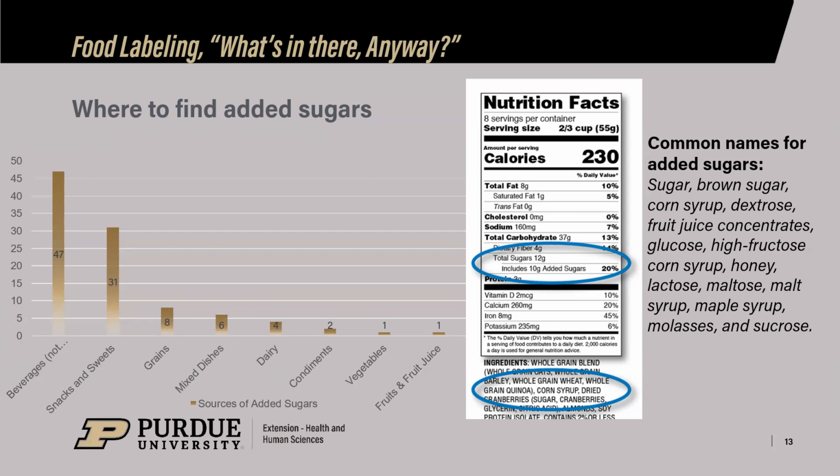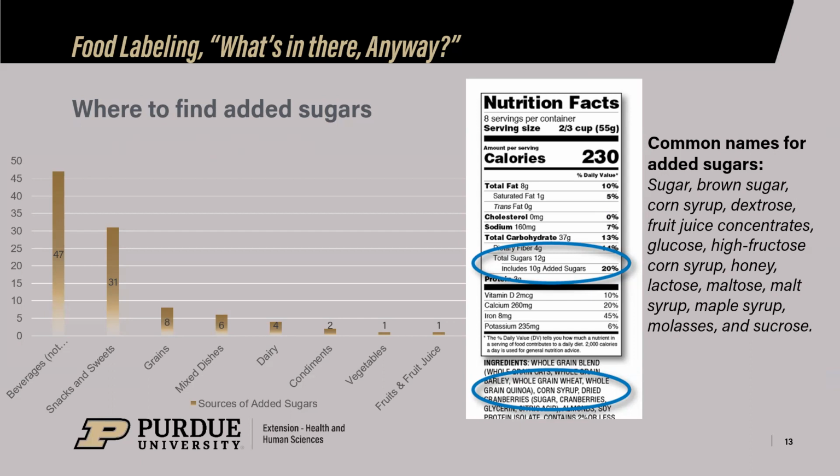You can see looking at the graph that some foods are higher than others in added sugar. Beverages are one of the higher components when it comes to added sugar. That's your main source of added sugar. We also have sweets and snacks, grains, dairies, and condiments. So there are different places where you can find added sugar.